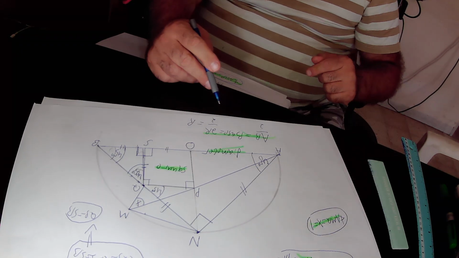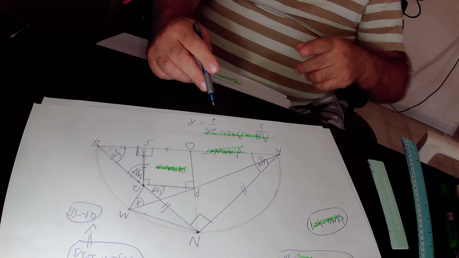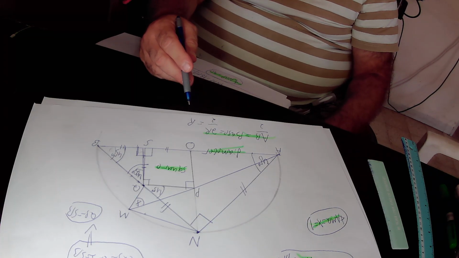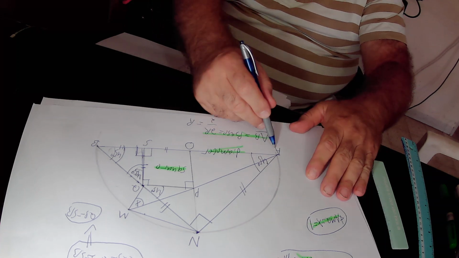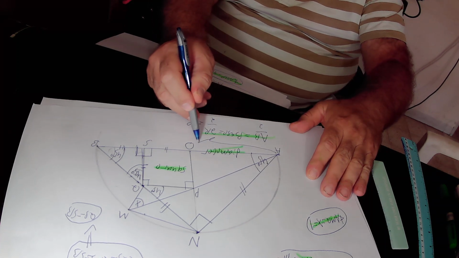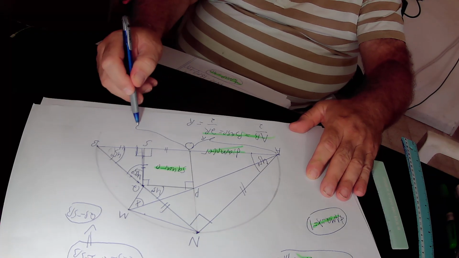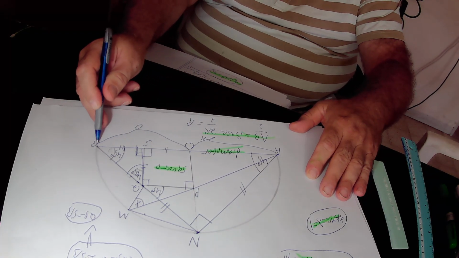So each half of the base AB must be equal to R, that is the radius of the semicircle. So the first half equals R, and the second half also equals R.